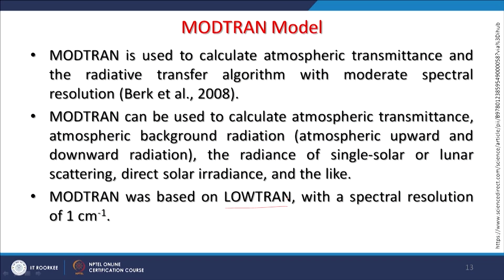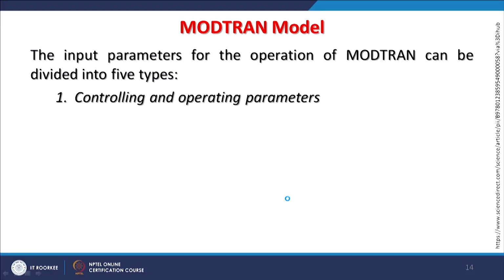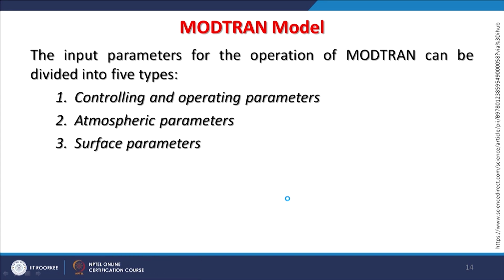So, the earlier version was LOWTRAN, basically for low resolution or coarse resolution, then moderate, maybe in future we may have HITRAN. So, the input parameters for the operation of MODTRAN can be divided into 5 types. A lot of input parameters are required. First is controlling and operating parameters, atmospheric parameters, and surface parameters.